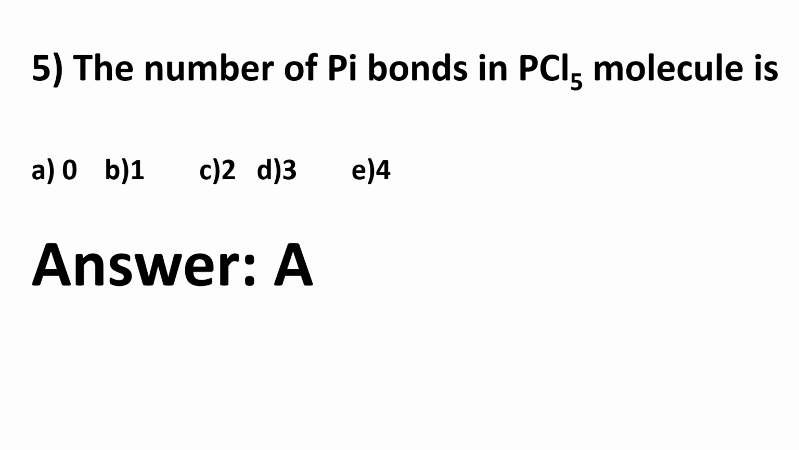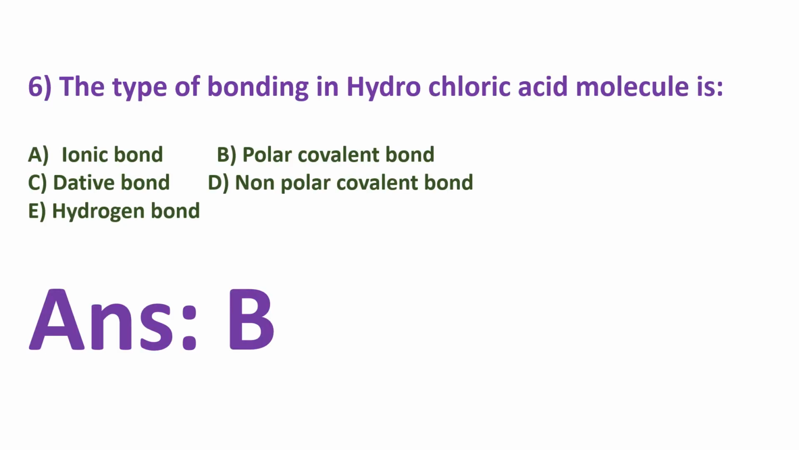Right option is 0. Next, the type of bonding in an HCl molecule, that is polar covalent bond. What is polar covalent bond? I explained in the previous videos. Polar means poles are developed due to the difference in electronegativity, the tendency to attract the bonded electron pair towards itself. Chlorine is a more electronegative atom than hydrogen, so chlorine develops a partial negative charge. On the other hand, hydrogen develops a partial positive charge. Right option is B.